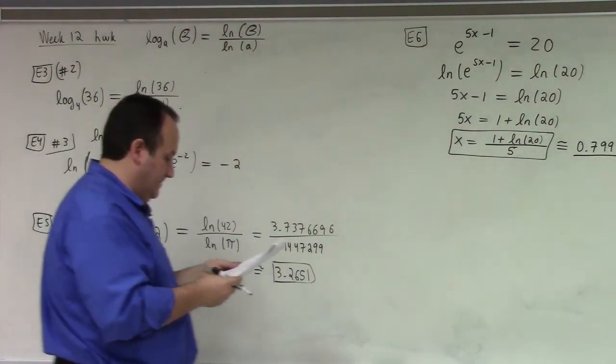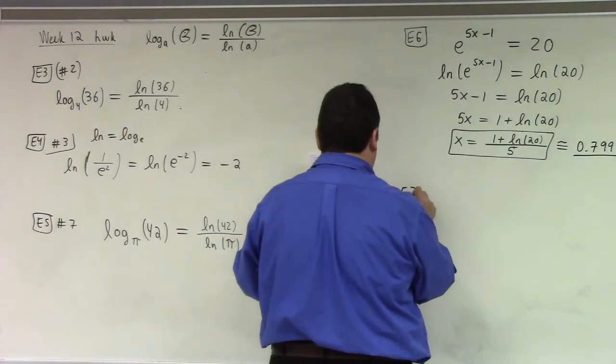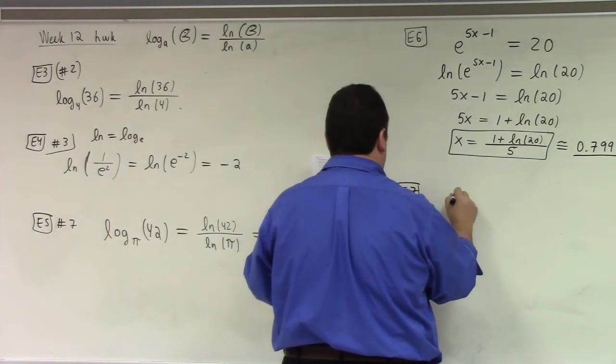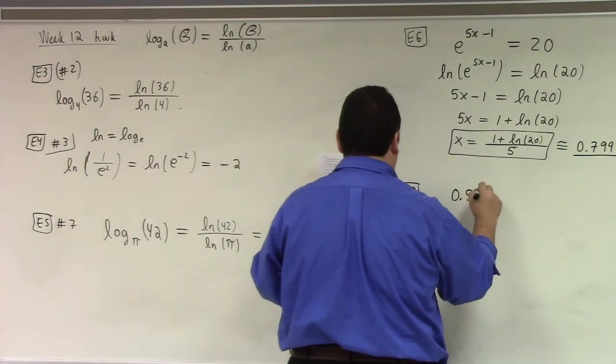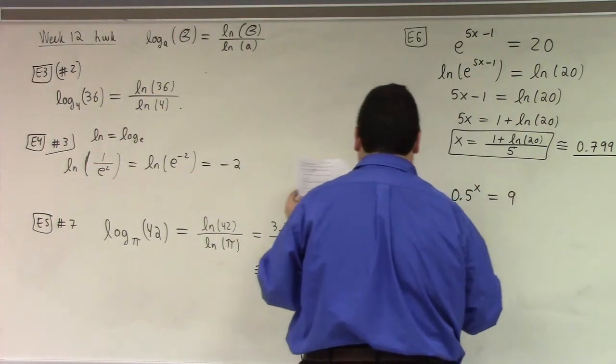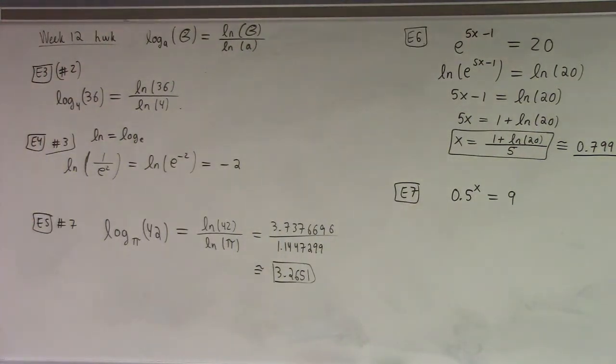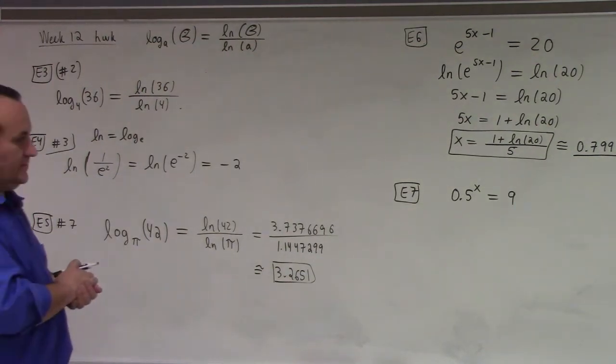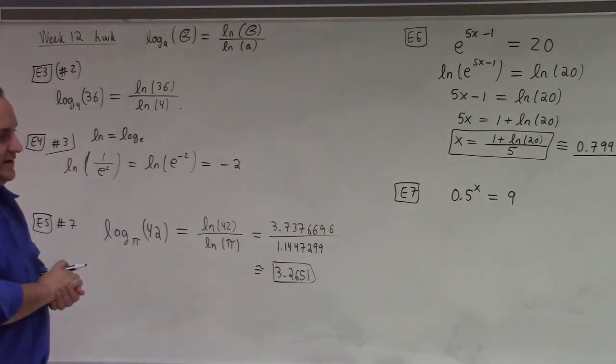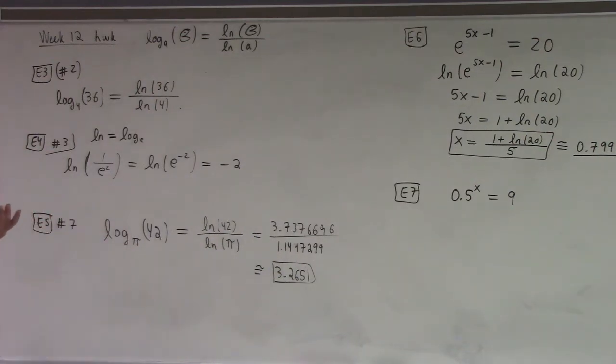Let's see here. How about this one? Example 7. Suppose you want to solve this problem: 0.5 to the x equals 9. How are you going to do that? Again, we should just do what? As a generic point of order, if you've got an exponential equation and you want to solve it, a lot of the time the right move is just to take the natural log of both sides.